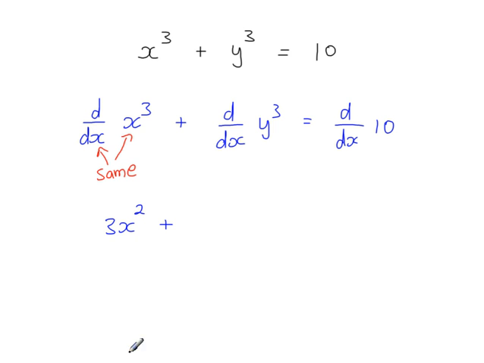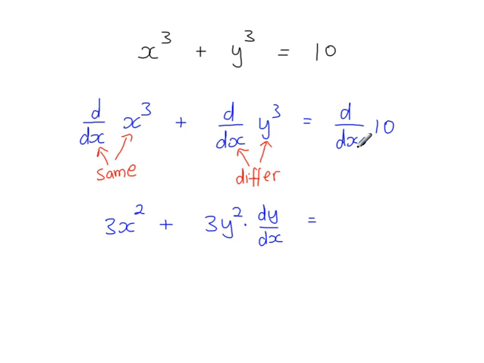plus, now differentiating this term is different to the first one. We have x here and we have y there, so these differ. So differentiate y cubed to give 3y squared, and this is the new part that you need to learn. You need to multiply this by dy by dx. I'm not going to go into the proof as to why you multiply by dy by dx.